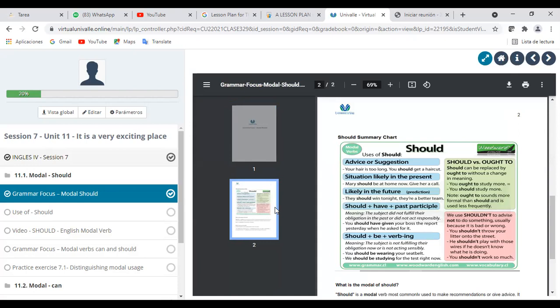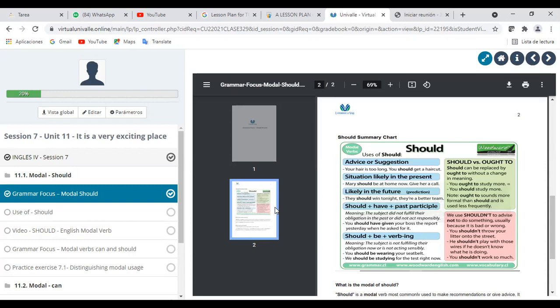Also, we use should in situations likely in the present. Mary should be at home now. Give her a call. Also, we use should likely in the future, such as a prediction. They should win tonight. They're a better team. Also, we have should have plus past participle. The meaning is that the subject did not fulfill their obligation in the past or did not act responsibly. You should have given your boss the report yesterday when he asked for it.